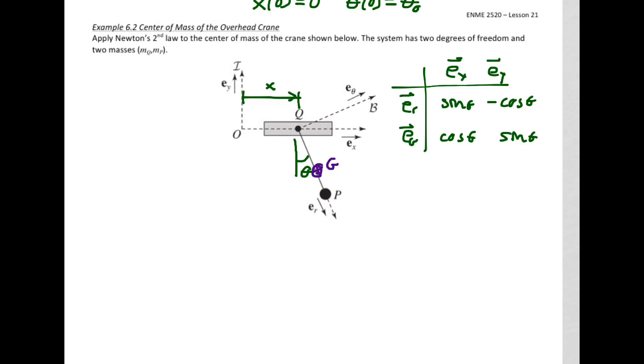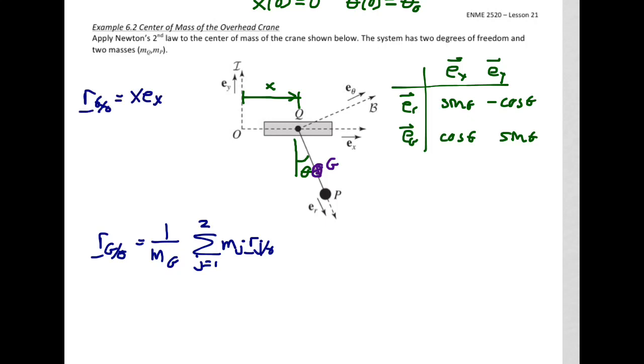And so first we need to determine the position vector for point G. And so that's R with respect to O is equal to 1 over mg multiplied times the summation, and this is going to be from j equals 1 to 2 because we have two particles, and that's mj of rj with respect to O. And so this is where the position of mass q, rq with respect to O, is equal to x in the EX direction, and then the position of mass p, rp with respect to O, is equal to x in the EX direction plus L in the ER direction.